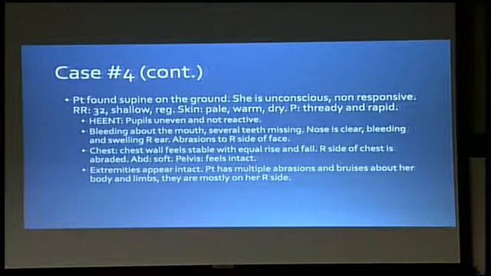On arrival, unconscious, non-responsive, respiratory rate 32, shallow, skin pale, warm, dry, patient pulse thready, rapid, pupils uneven, not reactive, bleeding about the mouth, several teeth missing, nose appeared to be clear, bleeding and swelling from the right ear, abrasions to the right side of the face, chest wall feels stable with equal rise and fall, right side of the chest is abraded, abdomen soft, pelvis feels intact, extremities appear to be okay, multiple bruises and stuff, mostly on the right side.